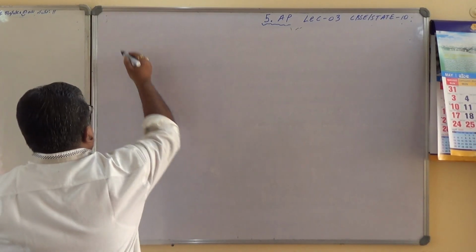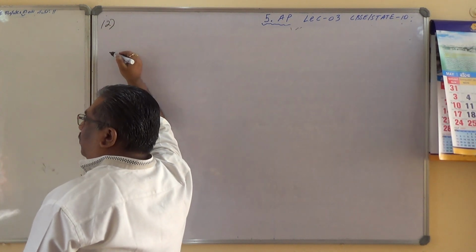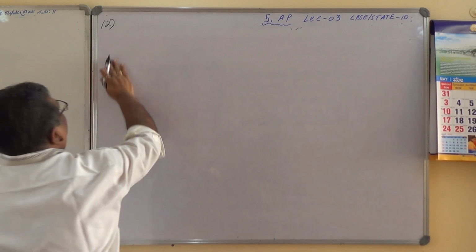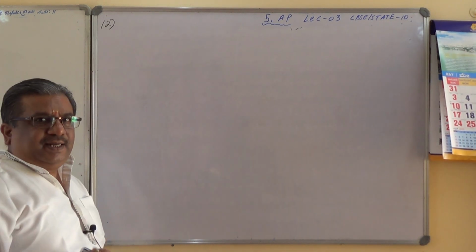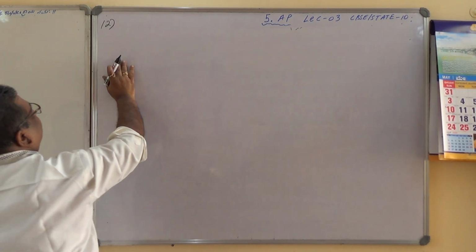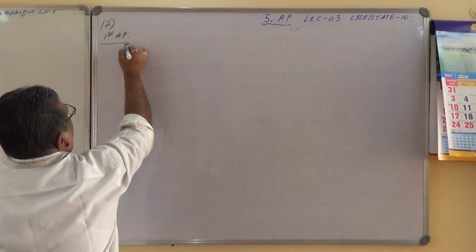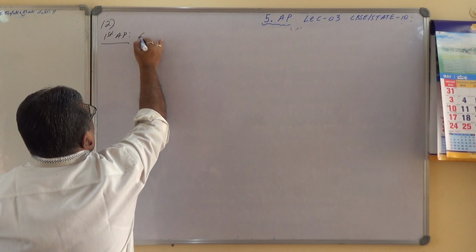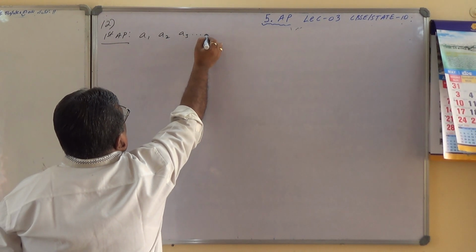Let us start the 12th one. Very important, mark it also. Two APs have the same common difference. So I can write here, for your information, a little detailed explanation also. I am considering two APs here with the same common difference. So first AP, A1, A2, A3 dot dot dot.